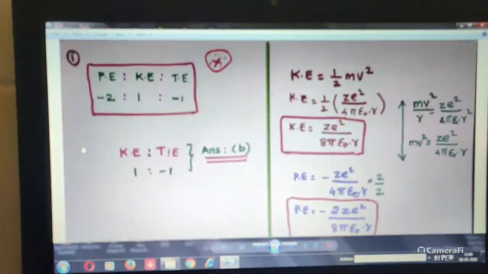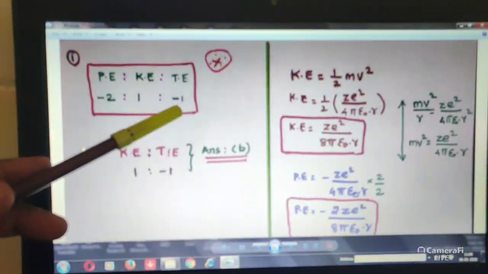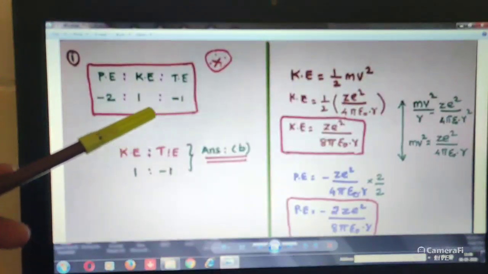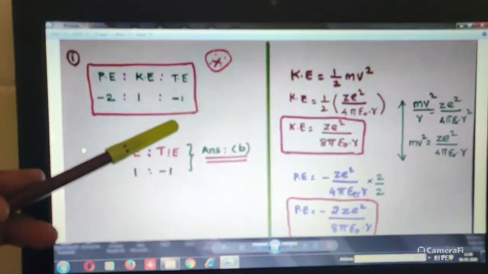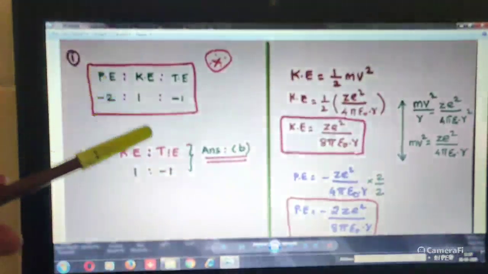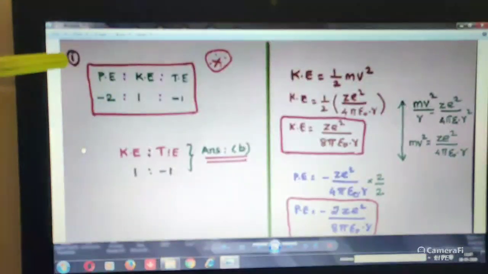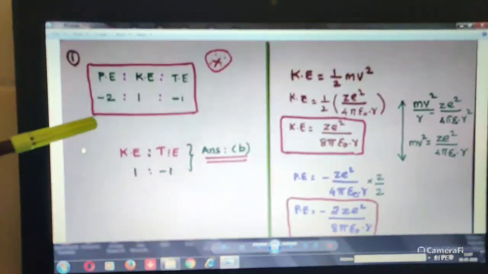Okay, but anyhow, simply you add potential energy -2 and kinetic energy 1, so for total energy you must add, so we can get -1. Now they are asking the kinetic energy and total energy ratio, that is 1:-1. Actually, we can say directly. So how do we know this potential energy -2, kinetic energy 1, then total energy -1? This is from the theory.